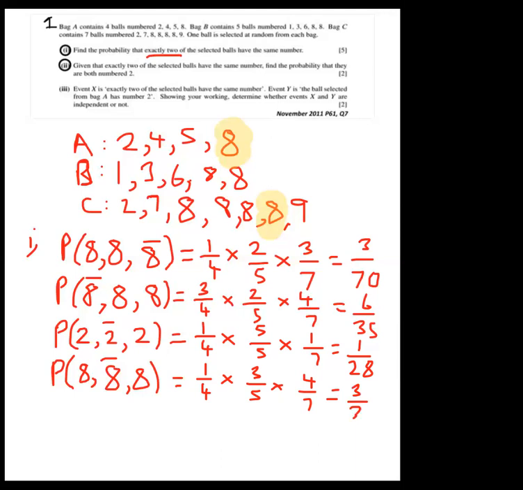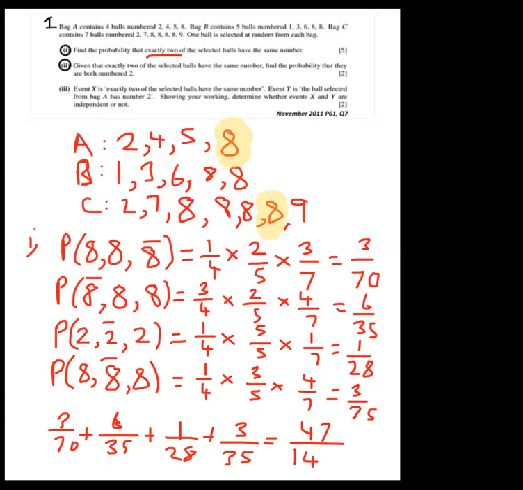Now we'll add them all to get the final answer. So 3 upon 70 plus 6 upon 35 plus 1 upon 28 plus 3 upon 35. This is equal to 47 upon 140. So the answer to the first part is 47 upon 140.